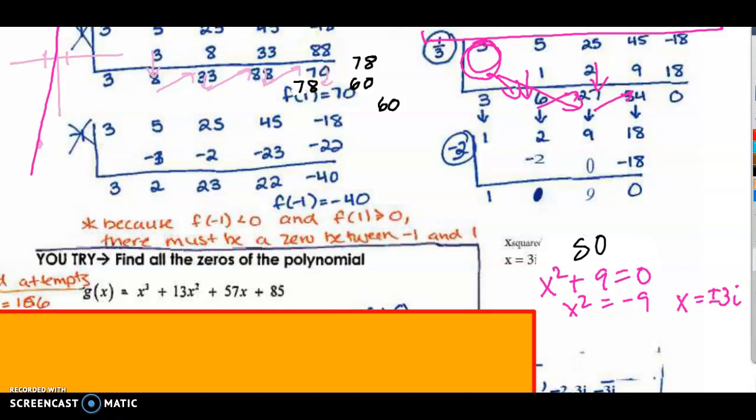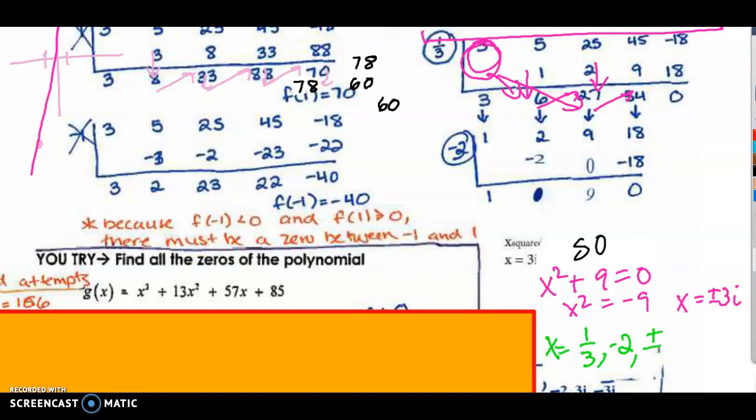All right, so where we left off was we had x squared equals -9, so x equals plus or minus 3i. So now we have to list all the solutions. The first one we got was 1/3, right? So that's x equals 1/3, and then we got a -2, and then we've got plus.